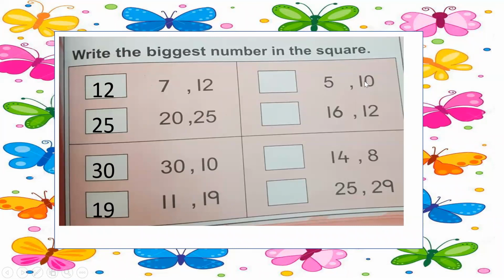Now between 5 and 10, see, this one is a single digit, while they are tens, it is ones. So definitely the number 10 is biggest. 16 and 12. 16 comes after. So 16 is the biggest. Between 4 and 8, number 14 is the biggest. Between 25 and 29, number 29 is the biggest.